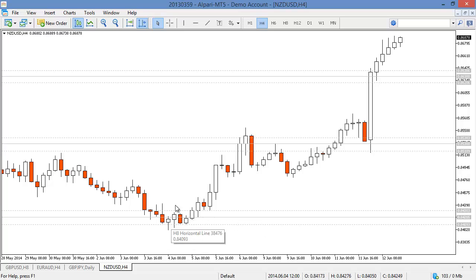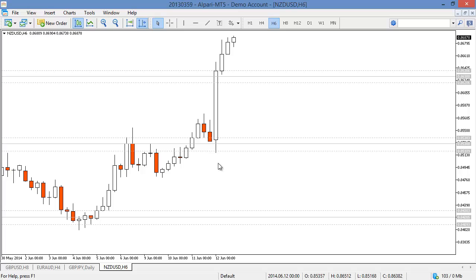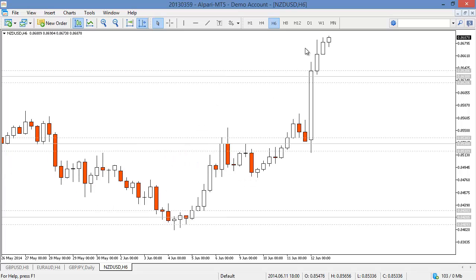I'm not quite sure which one you mean. I probably wouldn't have entered this trade on the 4-hour because, like I said, on the 4-hour this was not that good a setup. It was a lot better on the 6-hour. Well, it was a lot better on the 12-hour, but it looked nicer on the 6-hour.